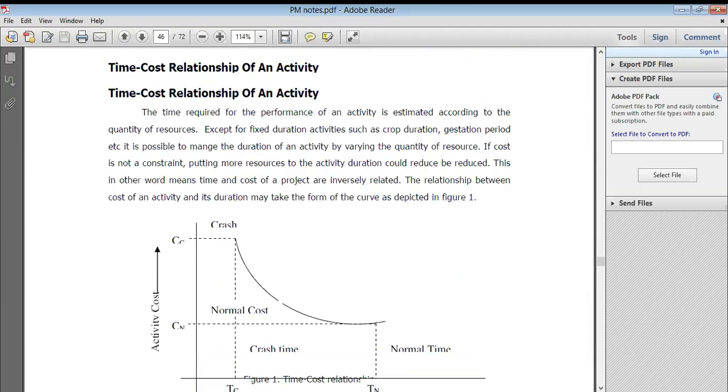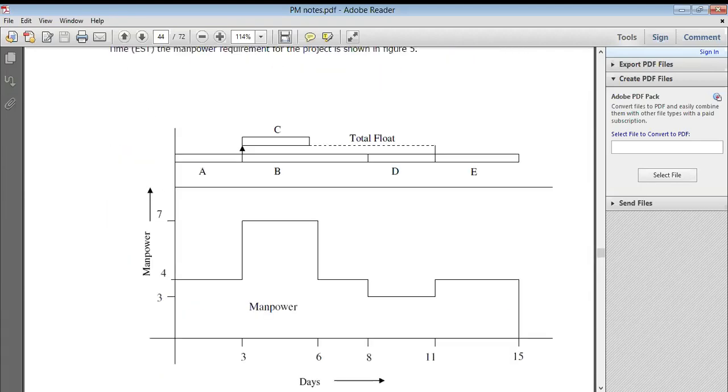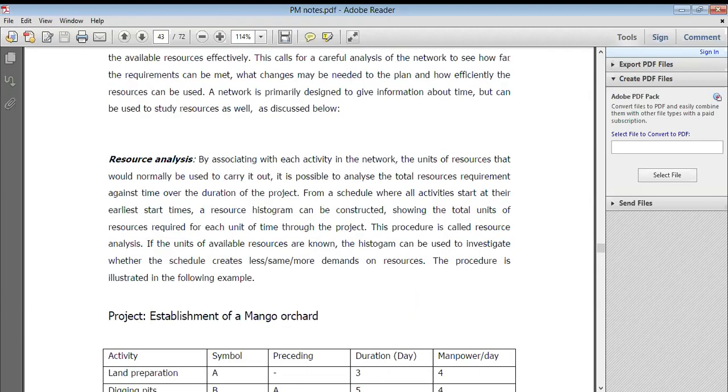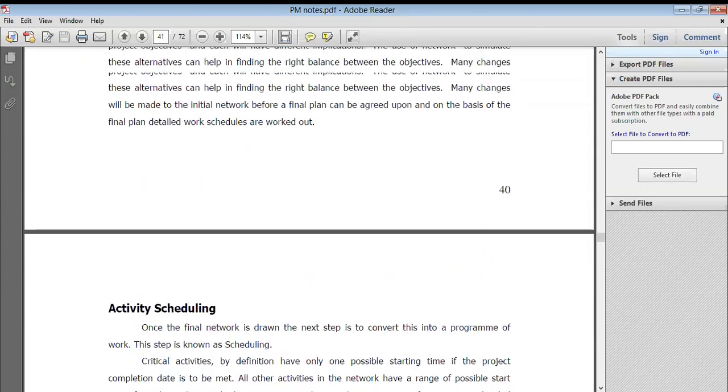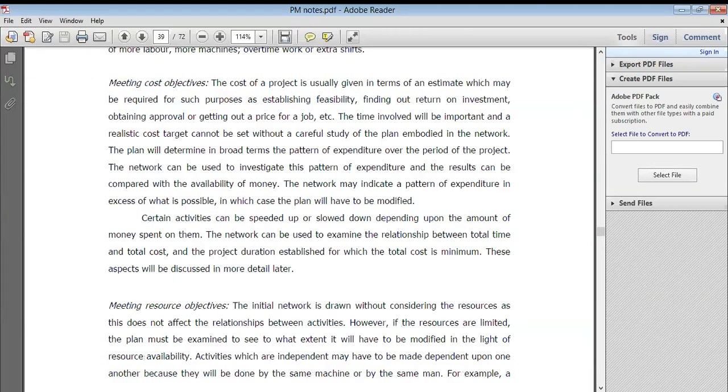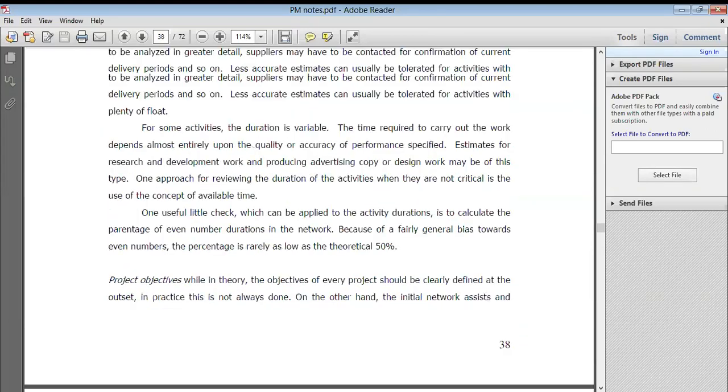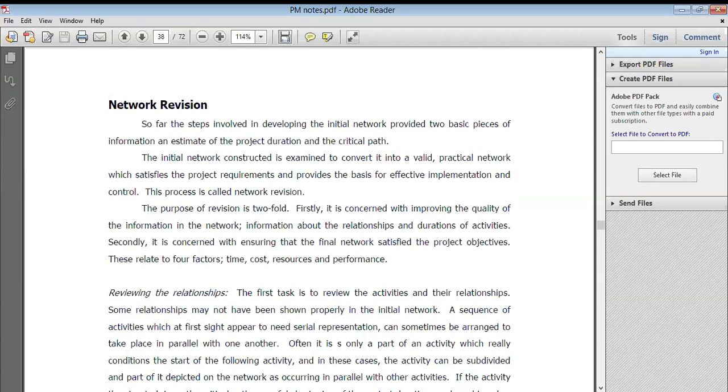So on that basis we have calculated the cost. Now, what is network revision? The same thing happens on a weekly basis. The same thing is submitted every 15 days, 20 days, 30 days, on a monthly basis, quarterly basis, and half yearly basis.